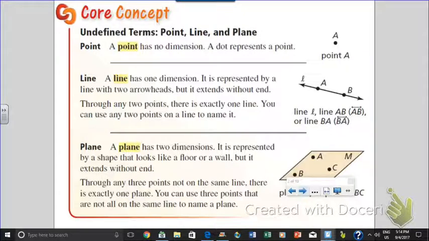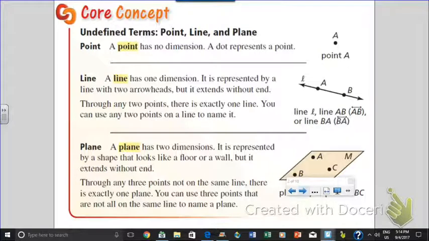Through any 2 points, there is exactly one line. You can use any 2 points on a line to name it. You can use a letter at the end of a line, such as line L for this example. You can name it line AB or line BA. You can use the symbol for the line or the name of the line.